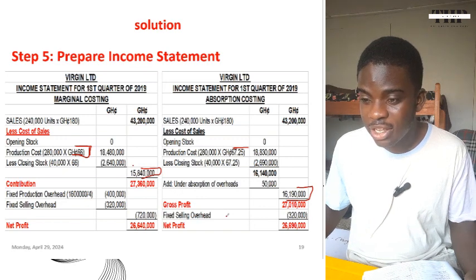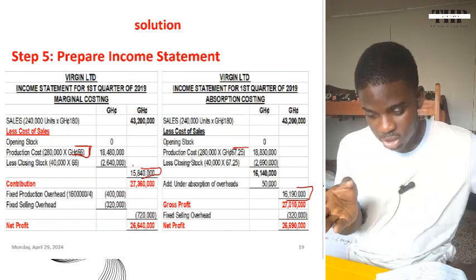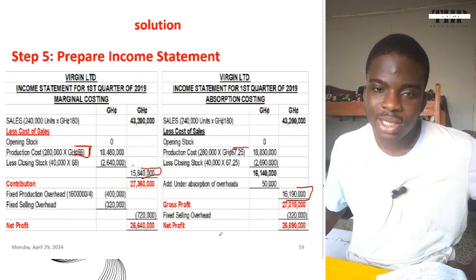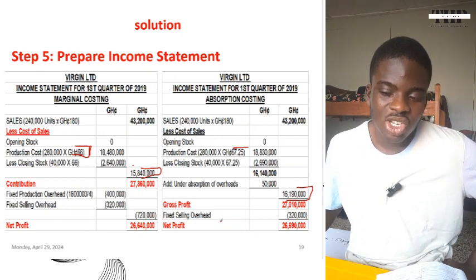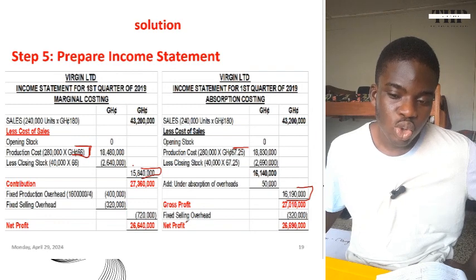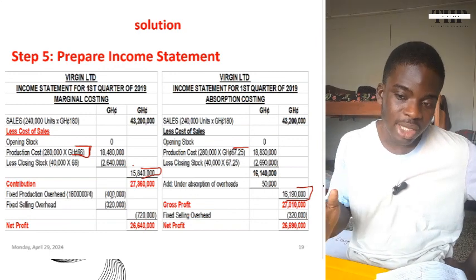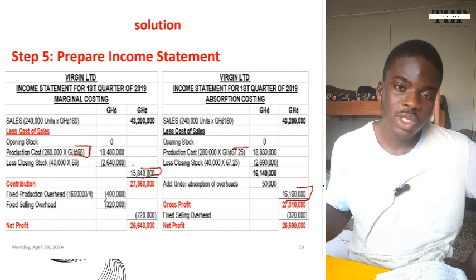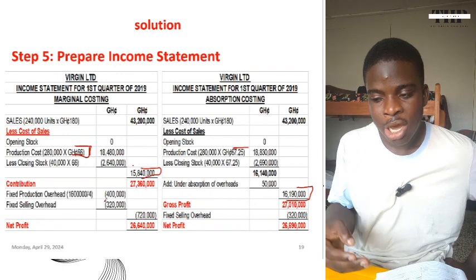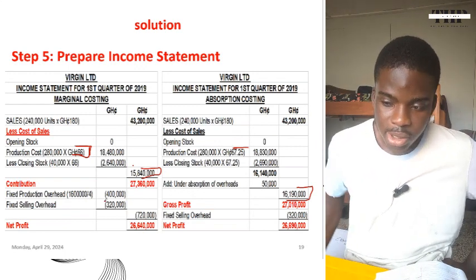Now, if you remember, I said that in absorption costing, non-manufacturing costs are the same as non-production costs. So fixed selling overhead is a non-production overhead. It has nothing to do with the production of the products that the company needs to sell, so it's considered a period cost. That's why it comes after the gross profit. For marginal costing, all period costs, which are any and all fixed costs, come after the contribution. So too for absorption costing, all period costs come after you have calculated your gross profit, and your gross profit is given by your sales minus your cost of sales.